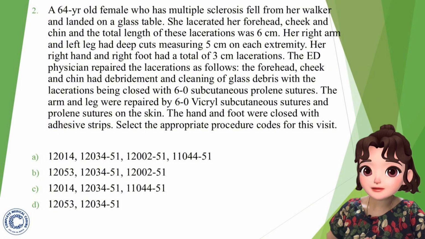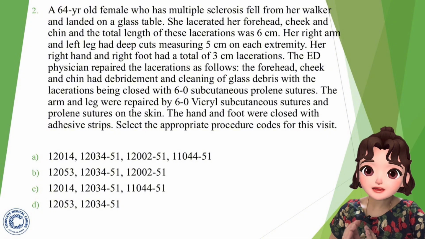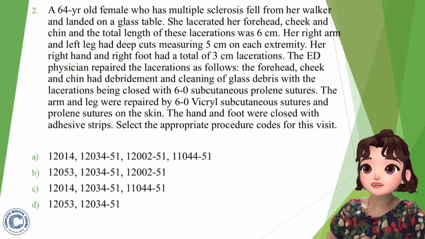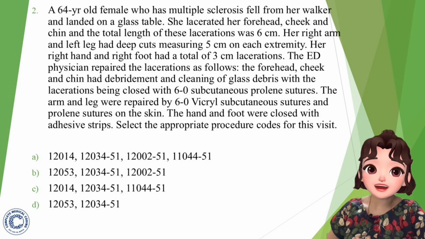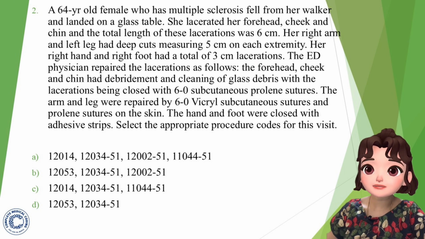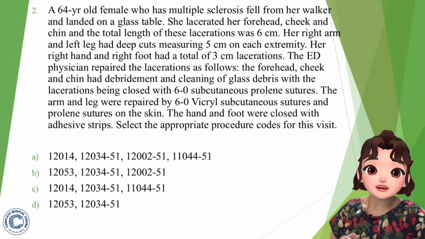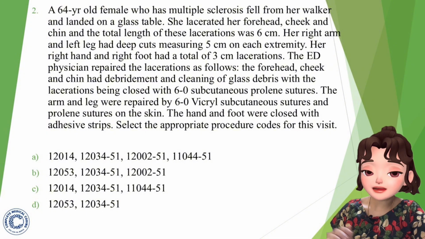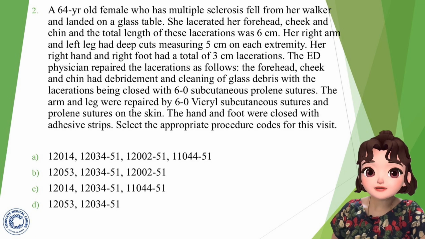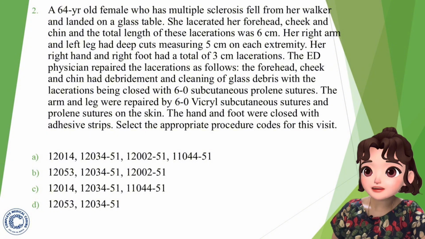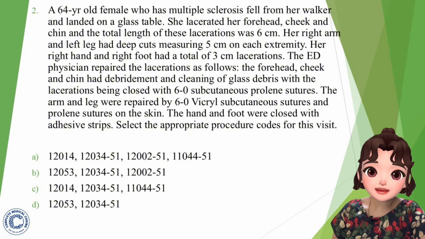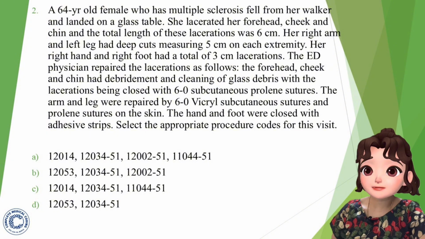The emergency department physician repaired the first part. The first section that we have to code is for the forehead, cheek and chin, which is closed with 6-0 Prolene sutures. Then comes the next step, the arm and leg. The arm and leg were repaired by 6-0 Vicryl subcutaneous sutures and Prolene sutures on the skin. The hand and foot were closed with adhesive strips. Select the appropriate procedure codes for this visit.